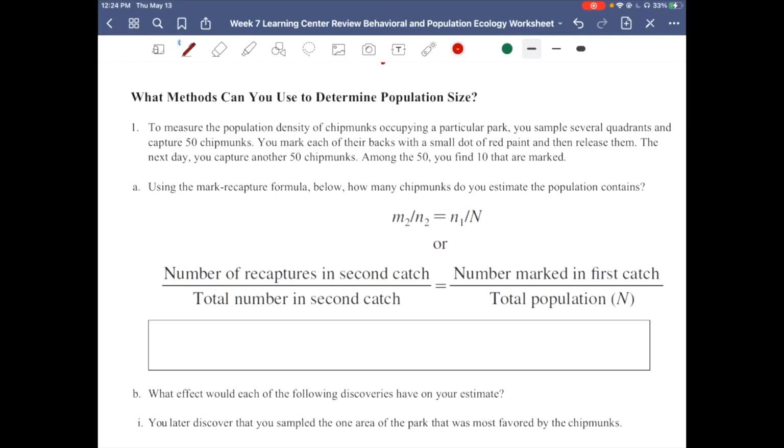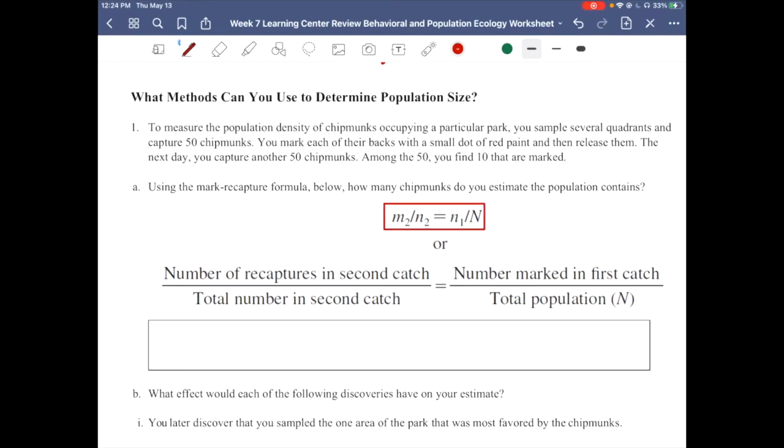And what they did is they made several quadrants and captured 50 chipmunks, and they put a mark on each of their backs with a small dot of red paint, and then they released them back into nature. And then the next day they captured another 50, and among the 50, they found that only 10 of them were marked. So, using this comparison, how many they marked versus how many they were able to capture that were marked the next day, you can estimate how big the population is. So, how many chipmunks might be in that population. And to do that, there's this formula.